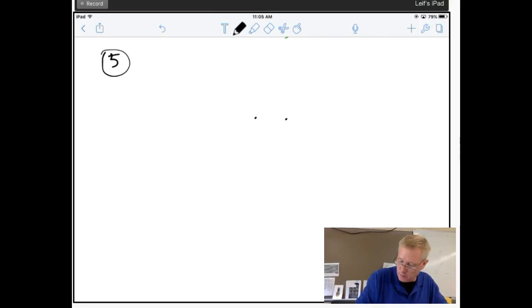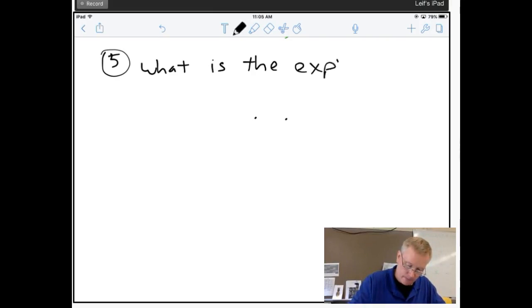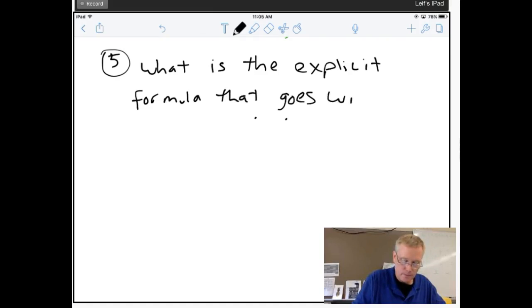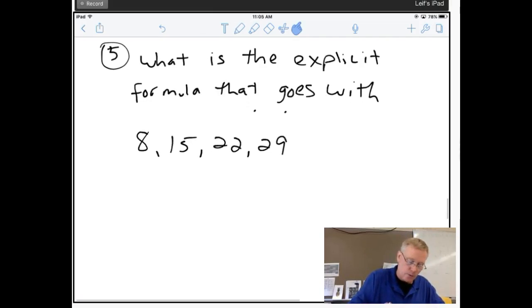Okay, and this is: what is the explicit formula that goes with this sequence 8, 15, 22, 29. Okay, so with this, there's a formula that you have written on your formula sheets, hopefully. You should have it in your notes.